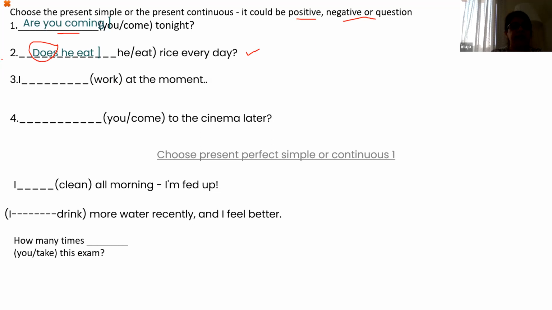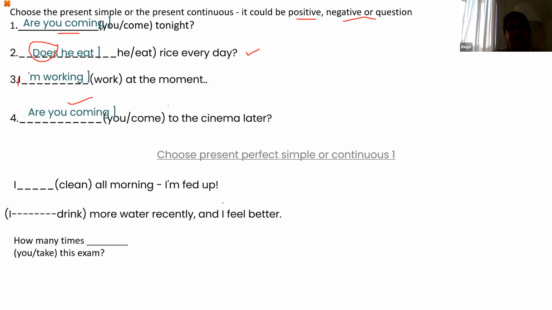Next, here there is an I. I dash work at the moment. So what's the answer? I am working at the moment. This is present continuous again. Then dash you come to the cinema later. How will you write the sentence? Are you coming to the cinema later? Are you coming? This is again your present continuous tense.